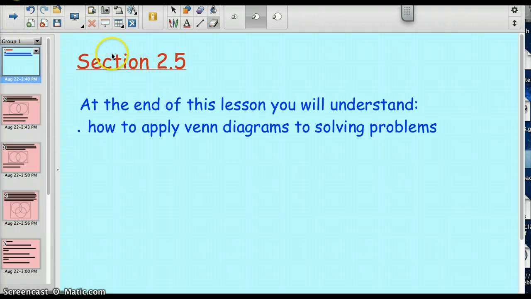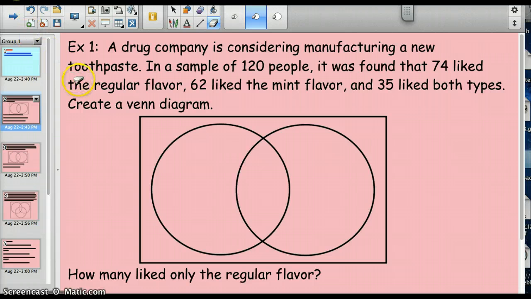Here we go. Talking about Venn diagrams in section 2.5, and we've been talking about them the last couple of days, but in this section we're going to talk about how to apply them to solve problems. So I'm just going to start you off with a couple of examples. So here we go. We're talking about a drug company. It's considering new toothpaste. There's a 120-person sample, 74 like regular, 62 like mint, 35 like both. So we create this Venn diagram.